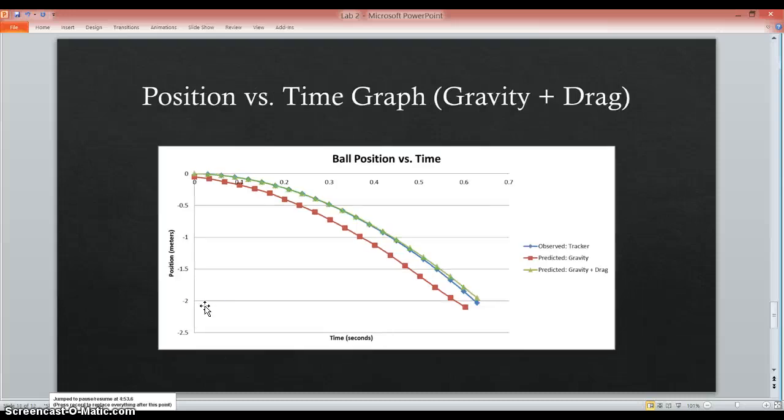In contrast, the graph depicting position versus time of gravity plus drag was much closer to the observed Tracker data. It was very close until it veered off at 0.6 seconds, where the observed data actually fell faster than the predicted gravity plus drag model. It is safe to assume that the gravity plus drag model is a greater and more accurate representation than the one solely of gravity. A constant slope after 0.5 seconds indicated that the terminal velocity had been met.